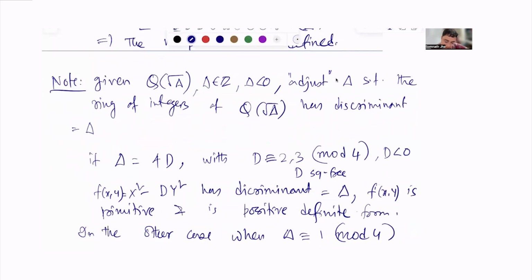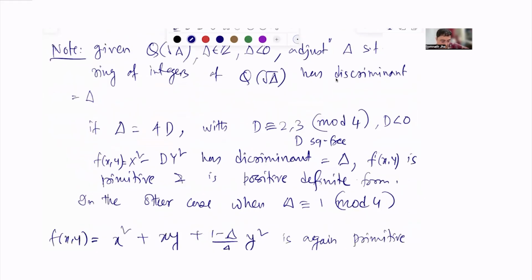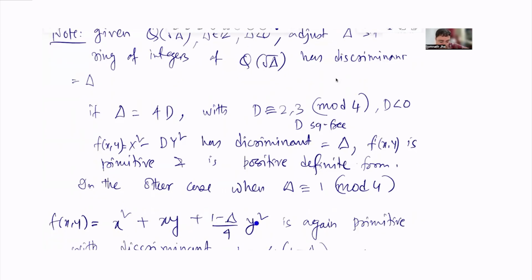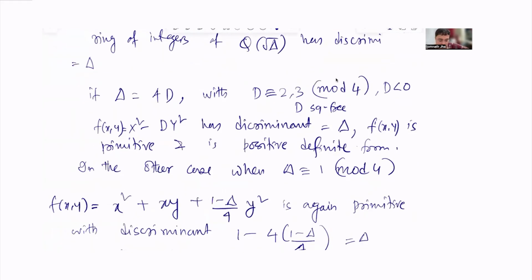On the other hand, if delta is 1 mod 4 and it is a square free negative integer, then you consider x square plus xy. So delta is negative, so 1 minus delta is positive, and 1 minus delta is divisible by 4. So this is an integral binary quadratic form. It's clearly primitive, and the discriminant is equal to delta. It's also positive definite because of the construction, A and C are positive, and b square minus 4ac is negative. Similarly here, the discriminant was delta, so it was negative, and this was also a positive definite form.